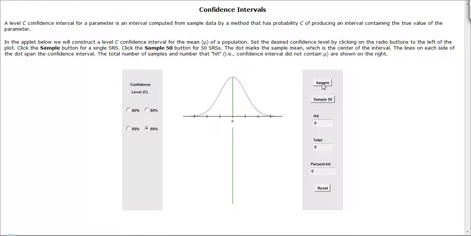So I will choose a single sample at 99% confidence. Now, this sample here that's being displayed has a red dot. This red dot represents the sample average. These black lines extending from the red dot represent the margin of error. Now, the margin of error is what we use to obtain our estimates.